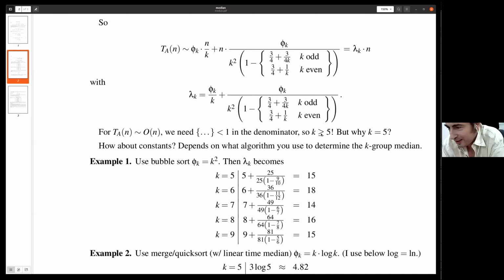Now the question is, do you need exactly 5? How about 6? The answer is yes, you can do that. You can simply put it into the formulas and see that for every k bigger than 5, this is also less than 1, so you always get a linear time algorithm. So k equal to 5 is the smallest, but it is not the only one for which it works. It's just the smallest. And the question is, is it the best?